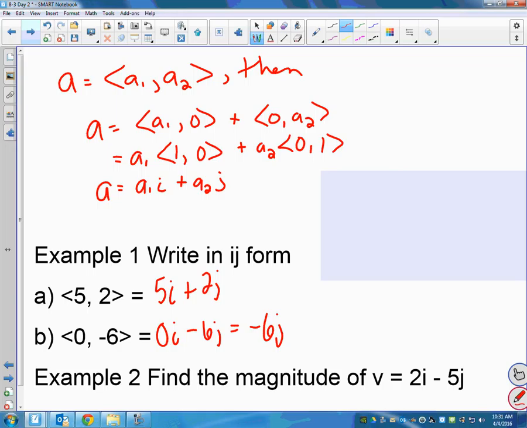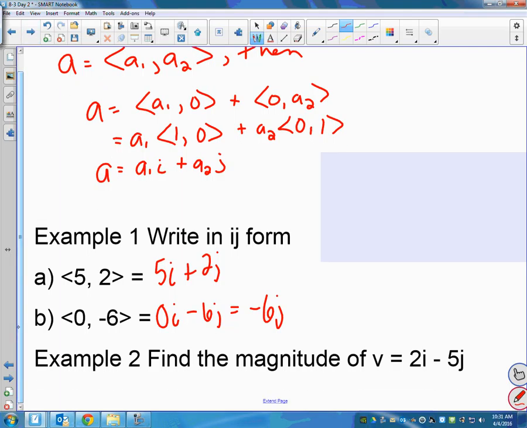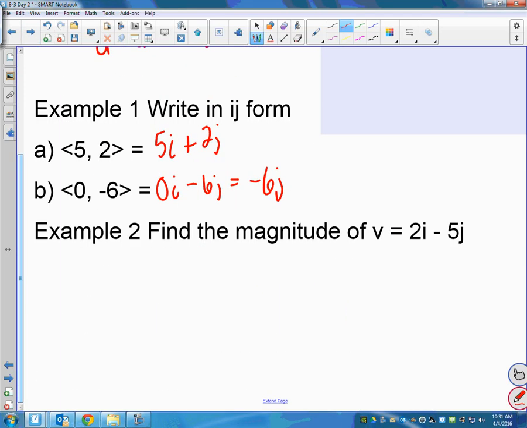The other thing that you have to be able to do with vectors is find the magnitude, and remember the magnitude is just a length, and I gave you that formula for that on Thursday. Do you remember the one? The square root of a1 squared plus a2 squared. It's just like the Pythagorean theorem. So if it's in ij form, just remember you're just pulling those numbers out of there. This is your a1, this is your a2.